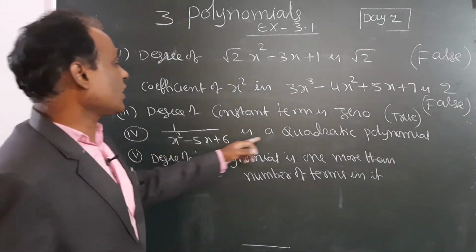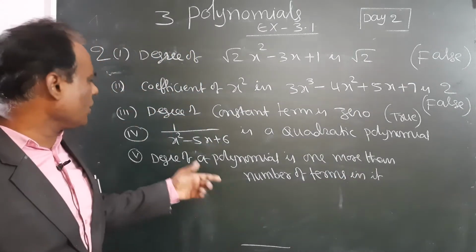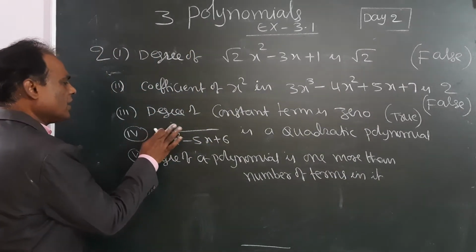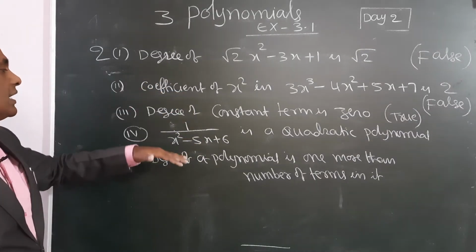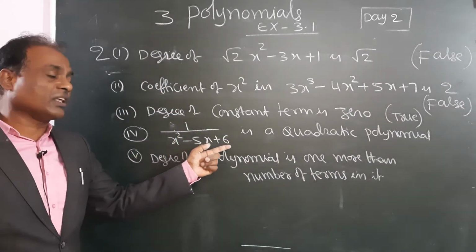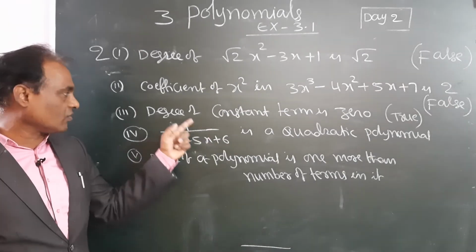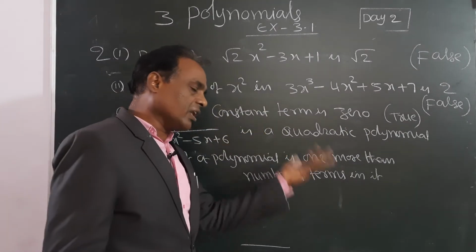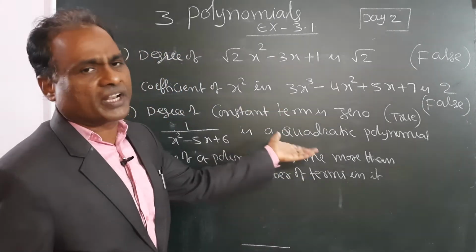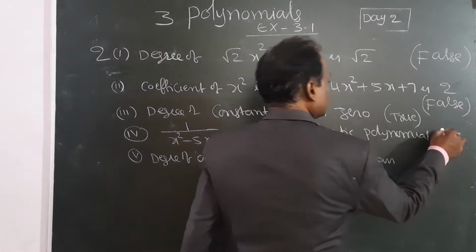Next, this is a quadratic polynomial. Actually, before that, it is not a polynomial. A polynomial should not be in the form of 1 by something. X square minus 5x plus 6 is no doubt a polynomial, but 1 by this means it is not a polynomial. So if it is not a polynomial, there is no question of a quadratic polynomial. This is false.